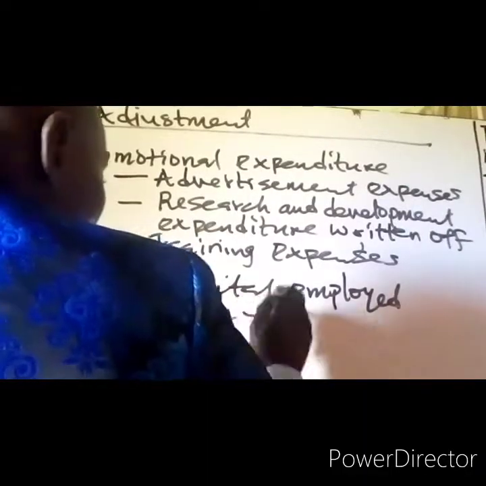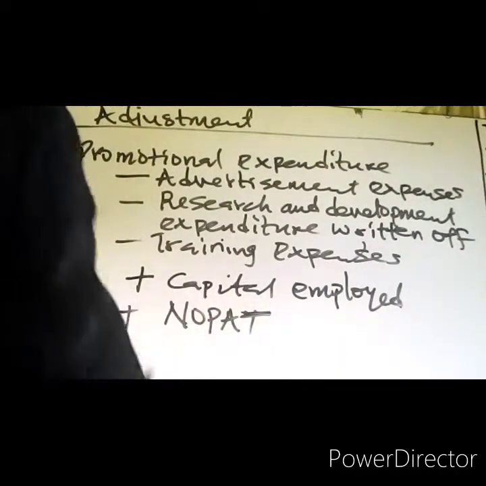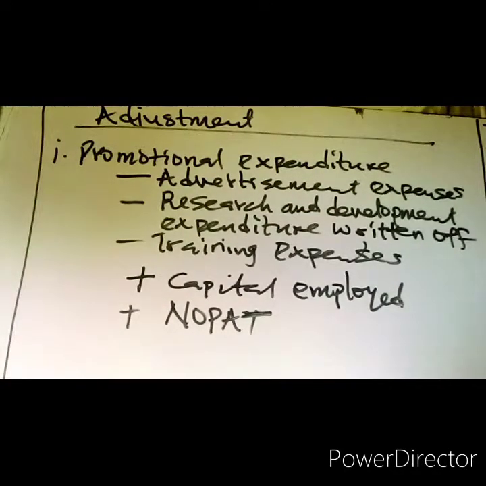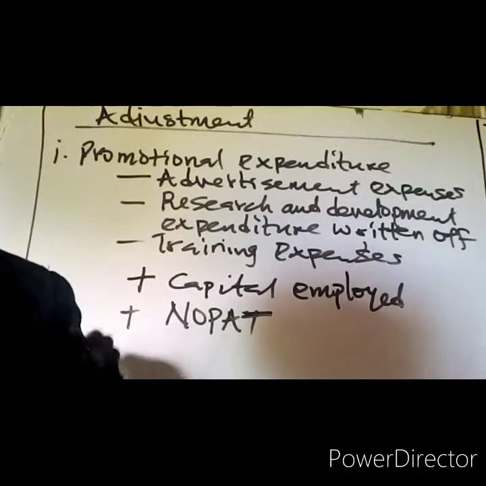I've told you that NOPAT means net operating profit after tax. These expenses that have been written off in accordance with IAS 38 intangible assets, you should capitalize them. By capitalizing them, it means you should include them as part of the capital employed, that is the value of the assets. That is number one. Number two, we have depreciation.